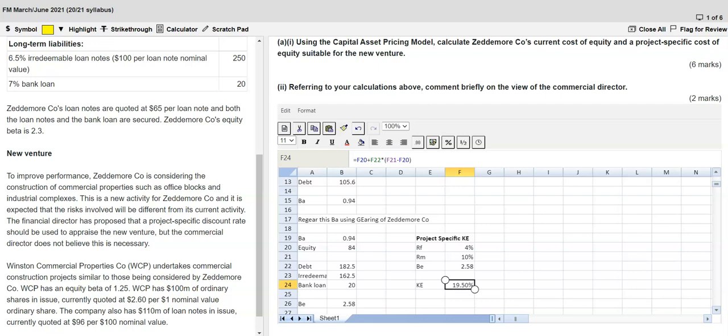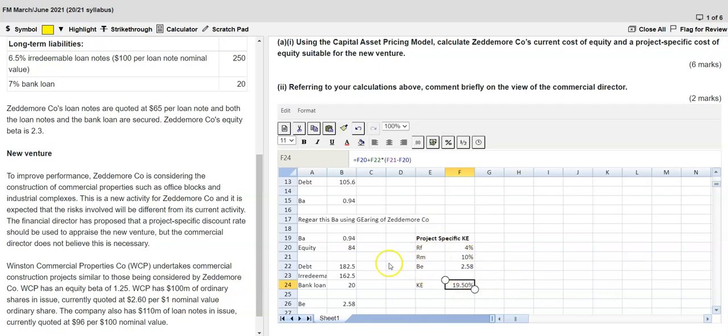So on the view of commercial director, we would have discounted cash flows at 17.8%. Obviously, if we discount cash flows at lower rate, NPV will be higher. So it seems like project is very beneficial, project is worthwhile because NPV is higher, but according to the actual risk of the project, actual cost of equity is 19.5%. So if we discount cash flows at 19.5%, obviously NPV will be lower. So by choosing incorrect discount rate, you may have selected the wrong NPV project. So that's why ignore the view of commercial director, calculate project specific discount rate and discount cash flows on the basis of this project specific discount rate.